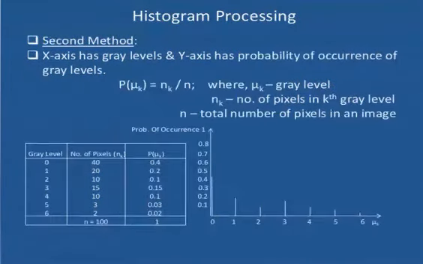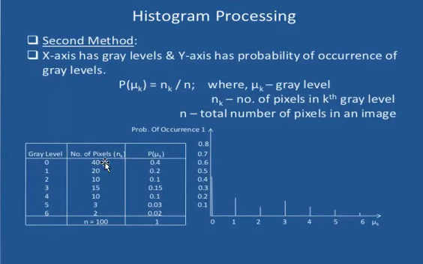Okay, and then coming to the second method. Here the second method is based on P of Rk and Rk. P of Rk is nothing but Nk by N. In the same way, from the image you finish the two columns, gray level and number of pixels Nk, as in the previous case. And here add the third column, that is P of Rk. P of Rk is nothing but Nk by MN, or small n. MN means total number of pixels in the image, right?